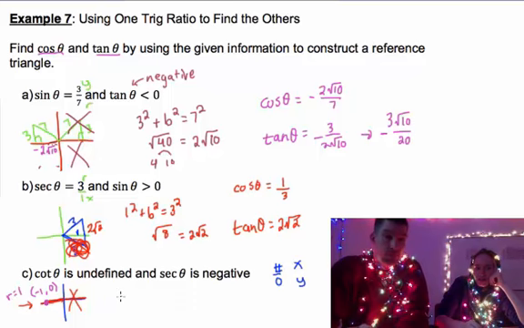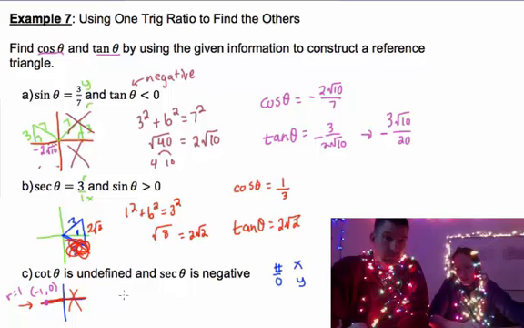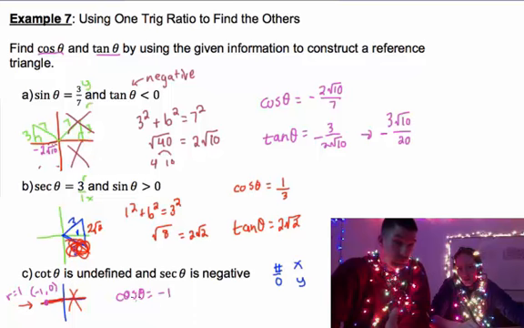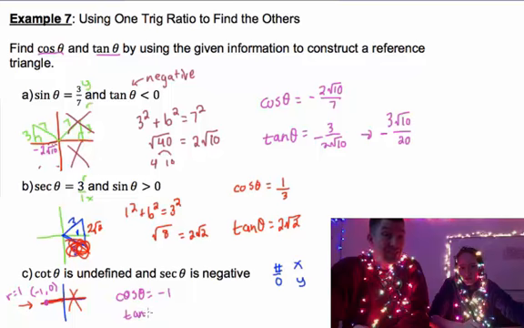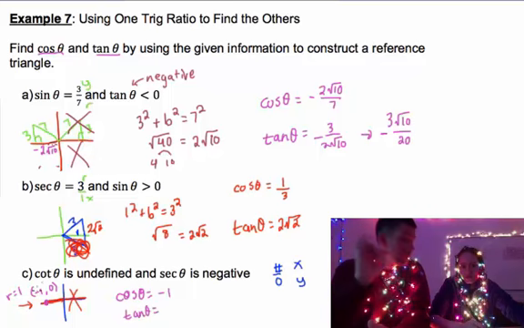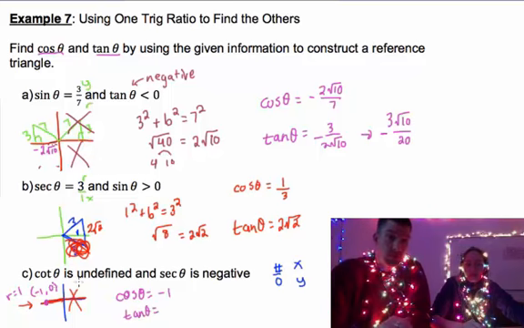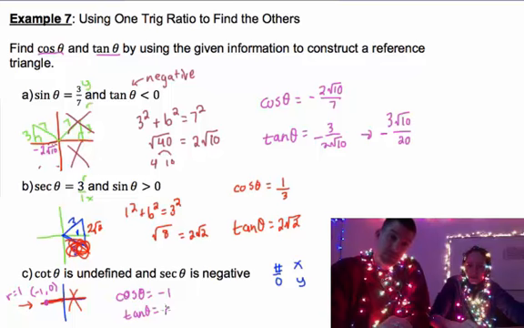So then cosine is -1, because it's x over r, and tangent would be 0 because that's the reciprocal of the cotangent. If it's undefined, we have a number over 0, and now if we flip it, it's 0 over a number. So 0.